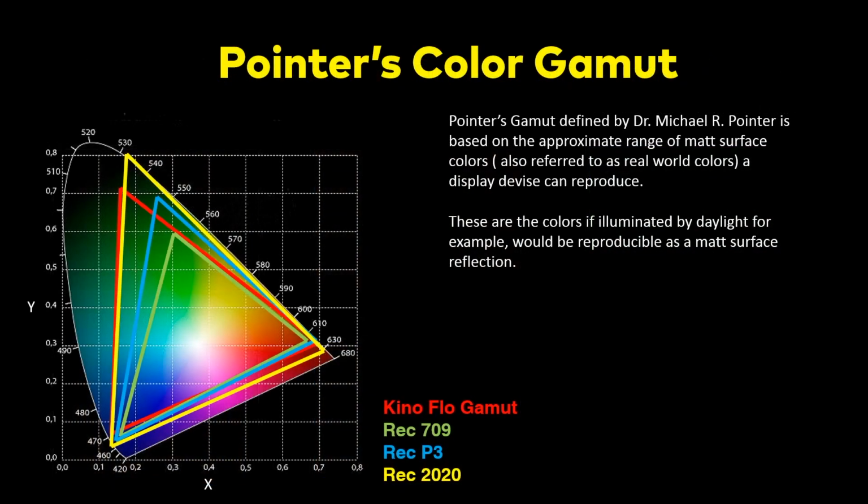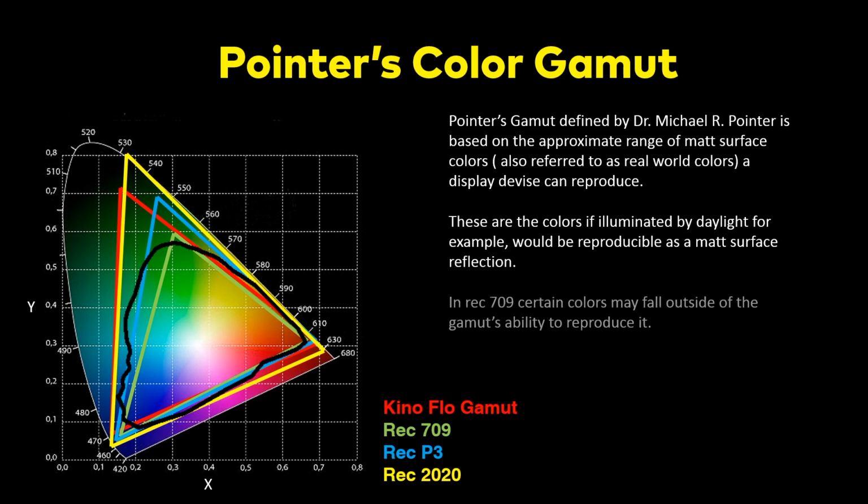There was another interesting thing that I came across, and it's called Pointer's gamut. These are the real-world colors that a display device will reproduce just with reflected white light. And to me, it was interesting. It doesn't necessarily follow any kind of triangle. It falls outside of 709, but it's well within 2020.